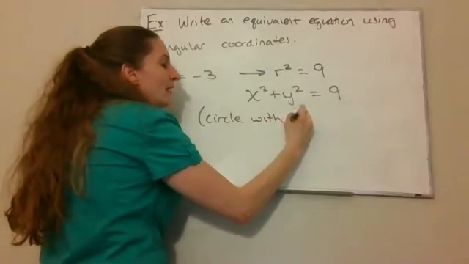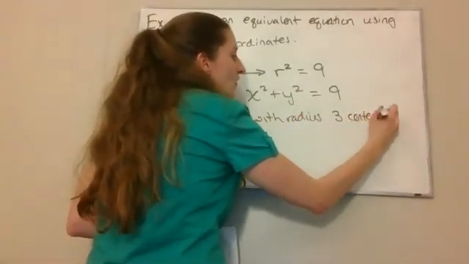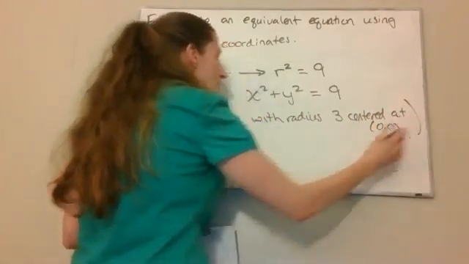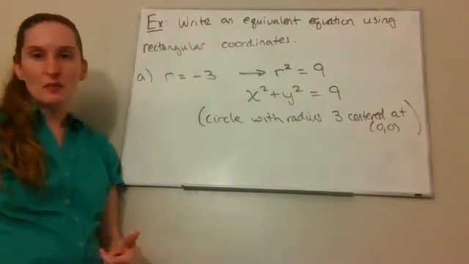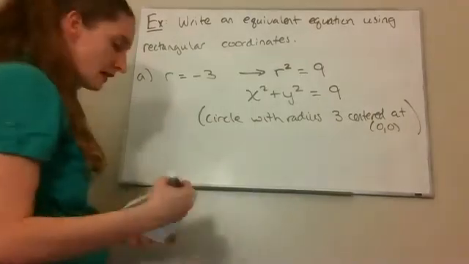this is the equation of a circle with radius 3, centered at the origin 0, 0. So a polar equation, r equals just the number, gives you a circle with that particular radius. That's kind of interesting.